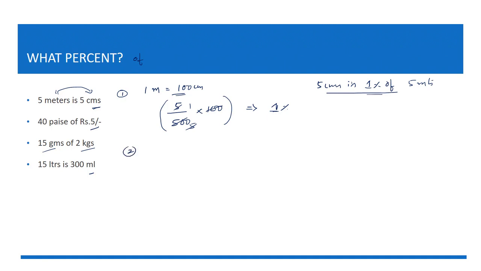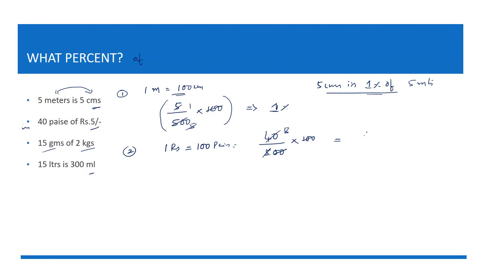What percent of rupees 5 is 40 paise? Here you need to convert it into paise. See, you know, 1 rupee is equal to 100 paise. Right, now convert it: 40 paise, that divided by 5 rupees, 5 into 100, that is 500 into 100. Now if you simplify, 100 1s are, 100 5s are, right, so 5 1s are 5, 8s are, correct.